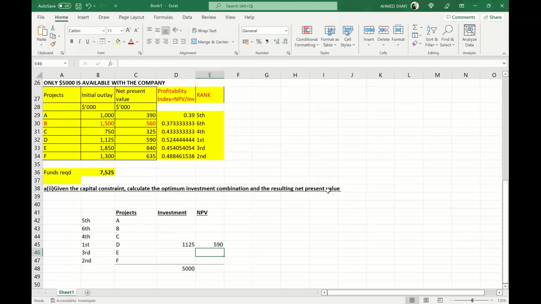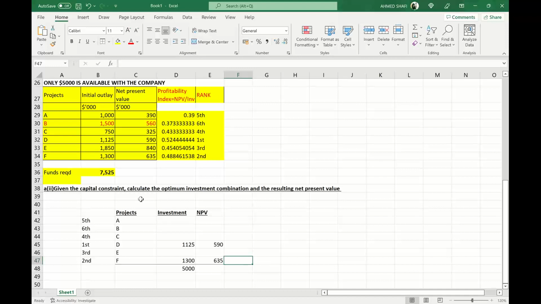Okay. Now, what is the second rank? F. Put money in F. How much does F require? F requires 1,300. 5,000 was available, 1125 was spent in D. Now F requires 1,300. Do you have 1,300? Yes, you have 1,300. Put 1,300. Since you have invested the full amount in F, you get full NPV. What is that? 635. Keep an eye on the amount. 5,000 was available, 1125 went in the first one, 1,300 went in the second one.